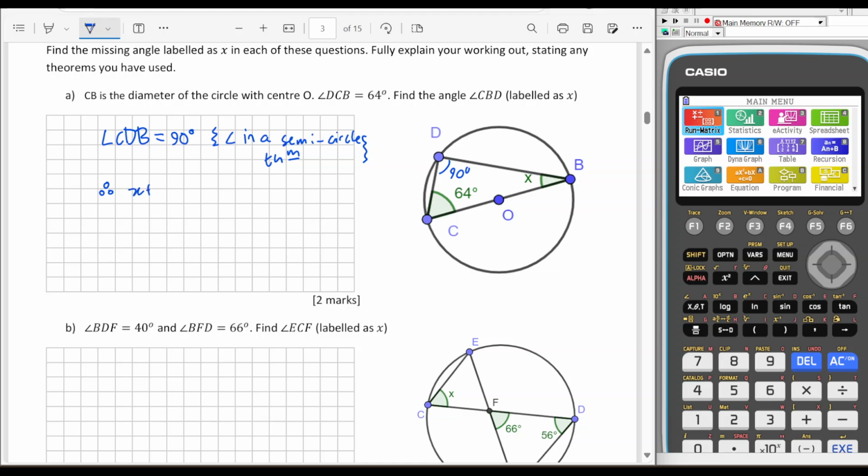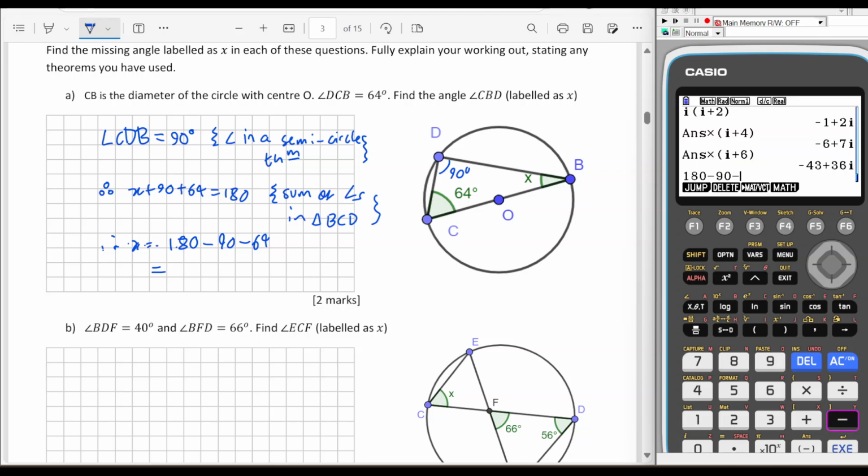Therefore, x plus 90 plus 64 is 180. And this is sum of angles in triangle BCD. Therefore, x would be 180, take away all those. So 180 take 90, take 64, which equals, and we can work that out. So best to just chuck it in your calculator just in case. 180 take 90 take 64, 26.